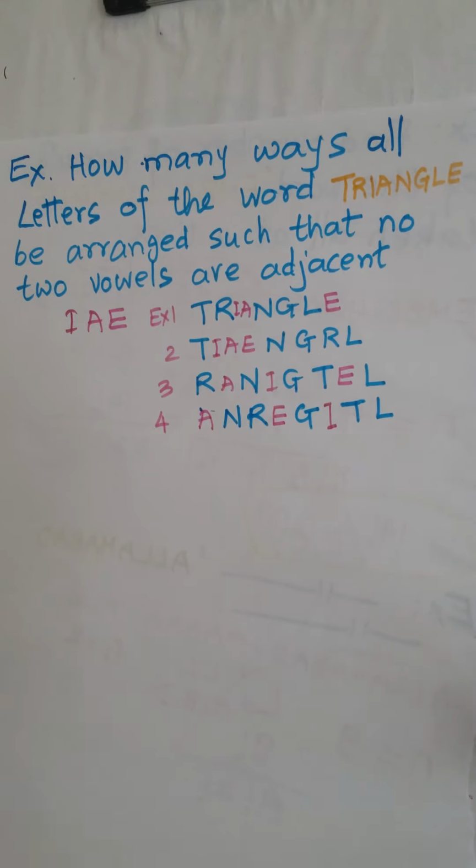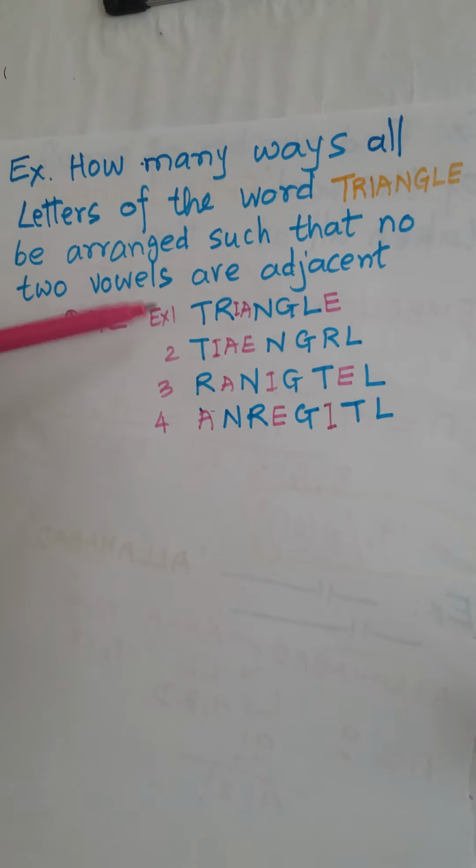Let me write some examples of some permutations that we can do from the word triangle, which are these. Now let me ask you one question. Out of these 4 examples that I have written of some permutations of this word triangle, which ones are not following what is being asked in the question? What is not satisfied by the question? Tell me.